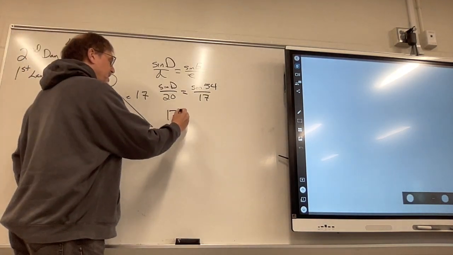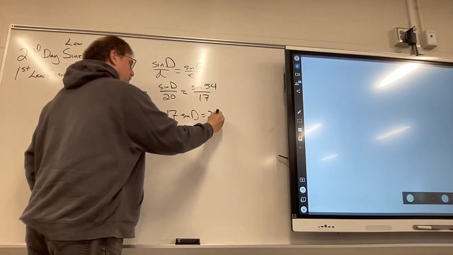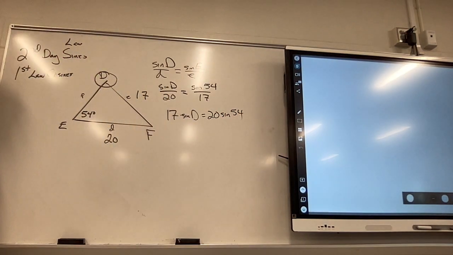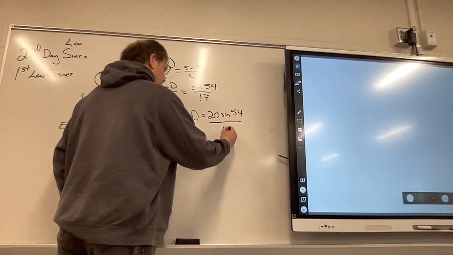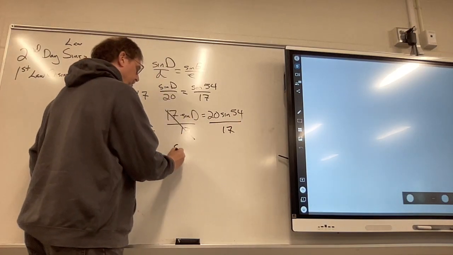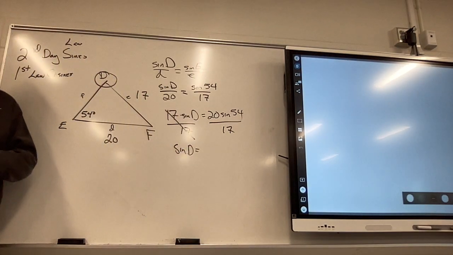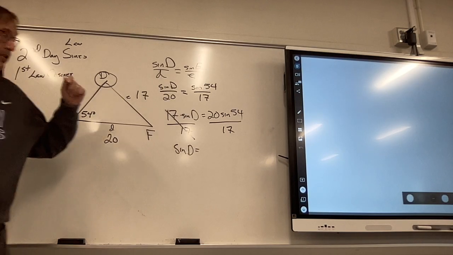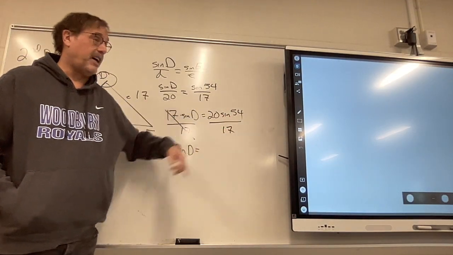Take 17 times the sine of D, and we take 20 times the sine of 54. So far, so good. I want to find side D, so I divide by 17. This is remarkably similar to yesterday. You're going to be gasped with joy and happiness when you see this. You're going to take 20 times the sine of 54, hit enter, and divide by 17.